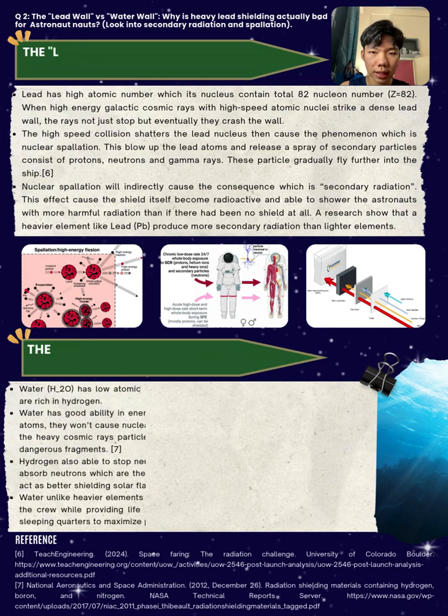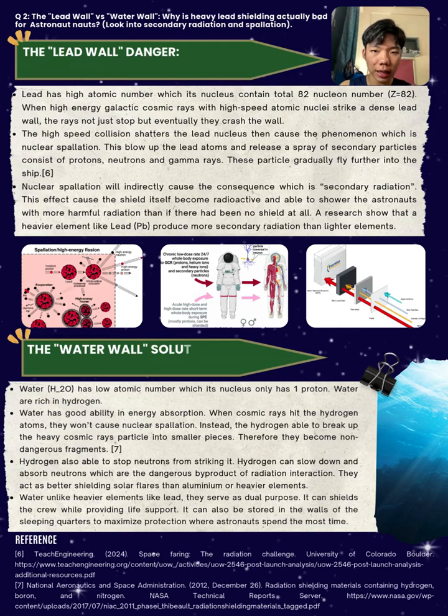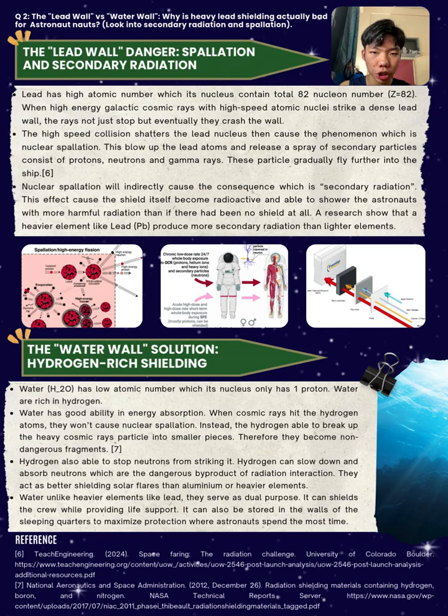Thank you. Next, I would like to talk about the danger of a lead wall. Lead has a high atomic number, and its nucleus contains 82 protons. When high energy cosmic rays hit the dense lead wall, they won't stop but will bombard it. This collision shatters the lead nucleus and causes nuclear spallation that blows up the lead atoms and releases a spray of secondary particles that fly further into the ship. Nuclear spallation will cause secondary radiation that makes the shield itself become radioactive and shower the astronauts with more harmful radiation. Therefore, the best approach is using the water wall solution.